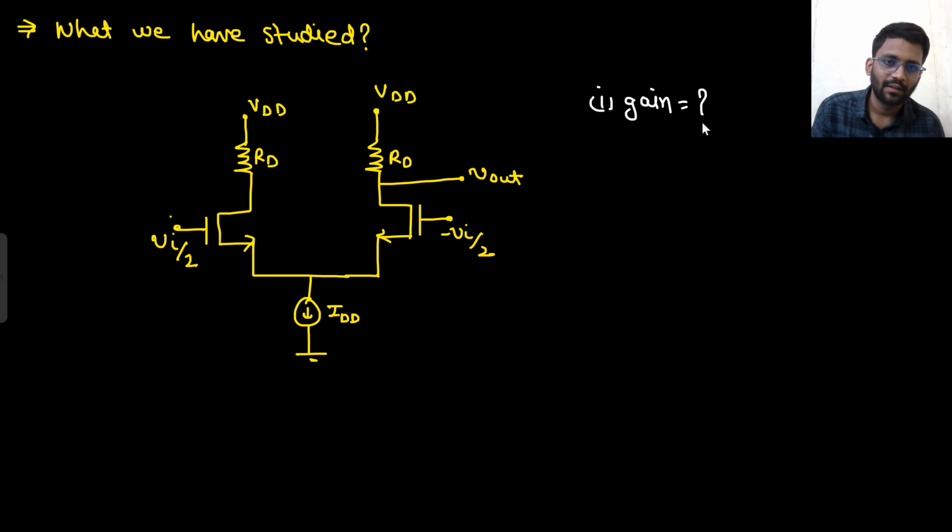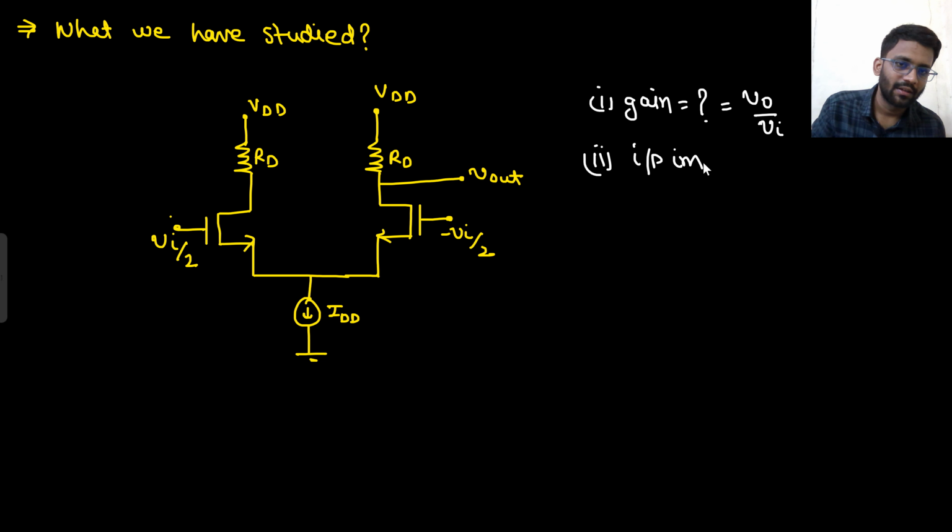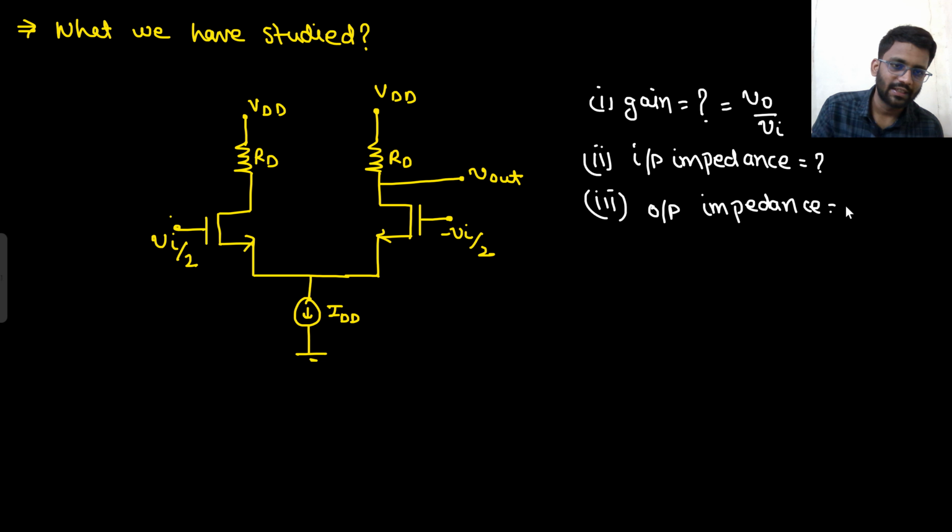First thing is we need to find the gain. What do you mean by gain? Gain is V naught by V in. Forget about common mode and all those things now. Just the gain. For V naught by V in, you have applied V in by 2 here and minus V in by 2 here. The second thing you need to find is input impedance. You can see here it is infinity only, but we will write it down later on. And the third thing you need to find is output impedance. So these are the things you need to find. Let's start one by one.